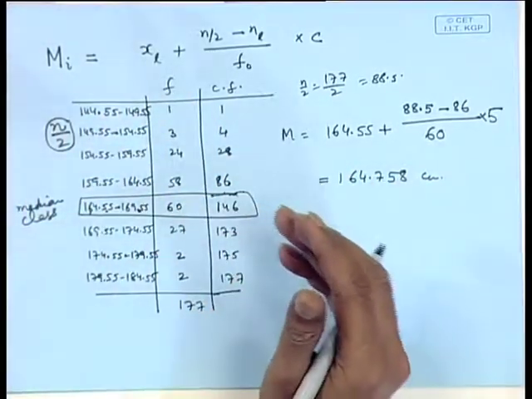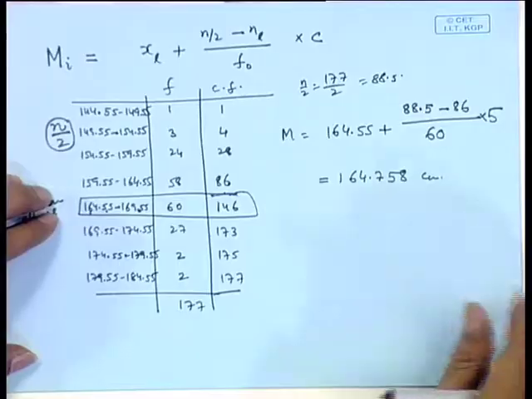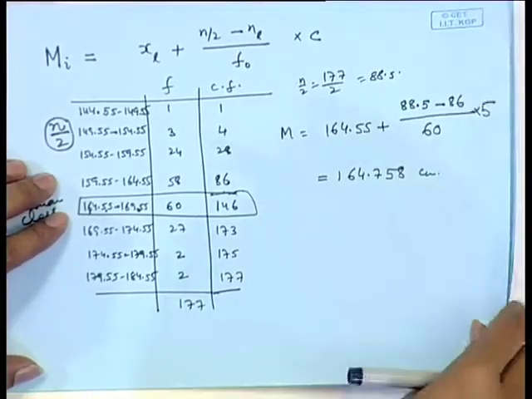In fact, if I consider a relative frequency distribution, then the median value will come somewhere in the middle. So, that is the actual physical interpretation of the median. Another measure of central tendency is the mode.